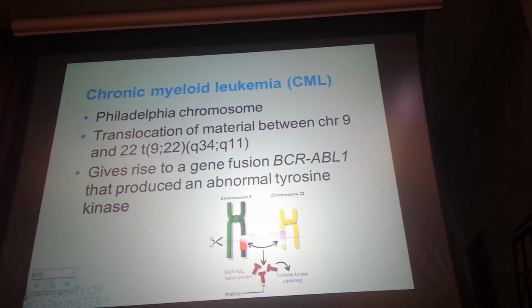It's a translocation of material between chromosome 9 and chromosome 22, and that gives rise to a gene fusion, BCR-ABL1, that produced an abnormal tyrosine kinase. So again, this is related to cell signaling. Tyrosine kinases are these molecules that transmit the message to the nucleus. And in that case, these two genes are fused together, and that produces a new protein that will have oncogenic properties. And actually, that's an interesting example for 2 reasons.